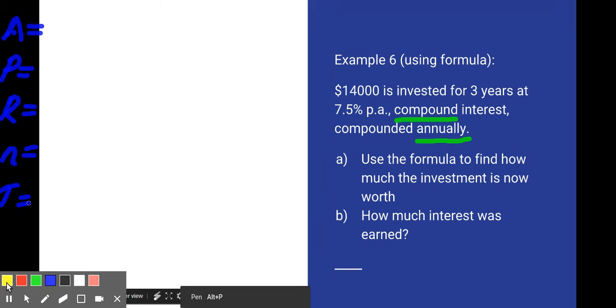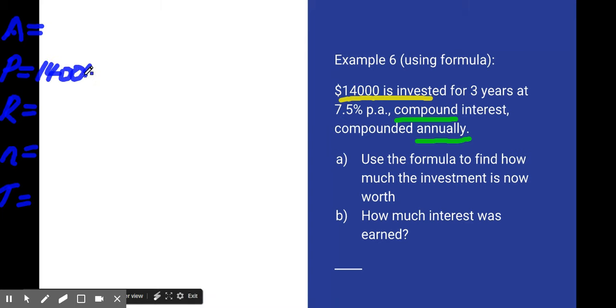So looking at the question, $14,000 is invested, so that must be my principal. For 3 years, that's got to be time. And 7.5% per annum. So 7.5 per annum. All right, now I need to have a little look. Use the formula to find out how much the investment is now worth. So I'm going to be finding out A and how much interest was earned. So a bit later on, I'm going to have to work out I as well.